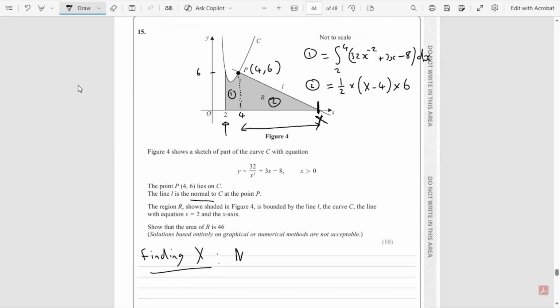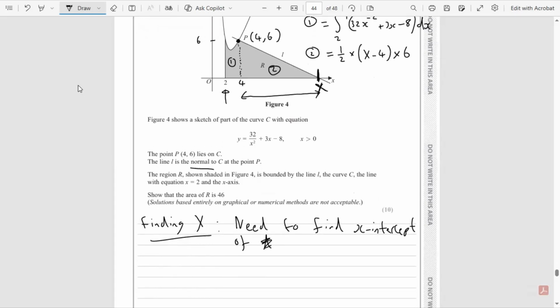So we need to find the x-intercept of L. So this line L, I'm going to write that L again a bit neater. There we go. This L again is the normal line. Remember, the gradient of the normal is the negative reciprocal of the gradient of the tangent. We're going to need the gradient of the tangent.